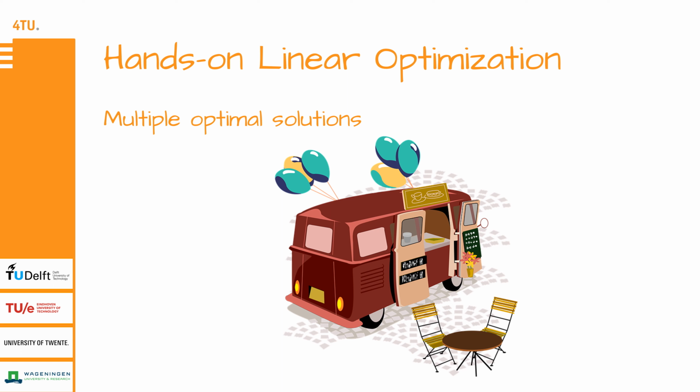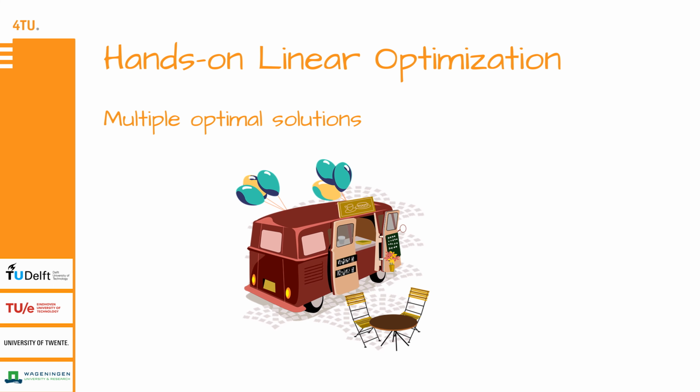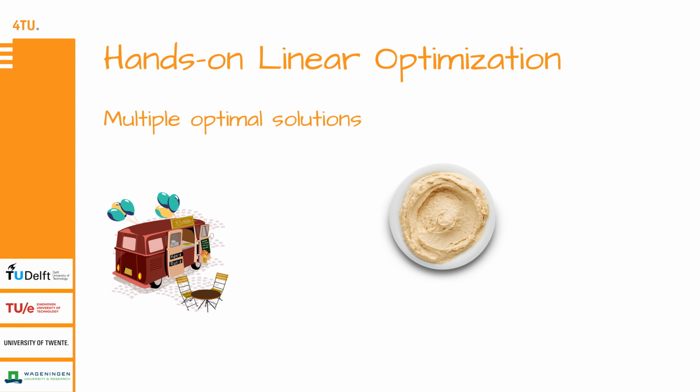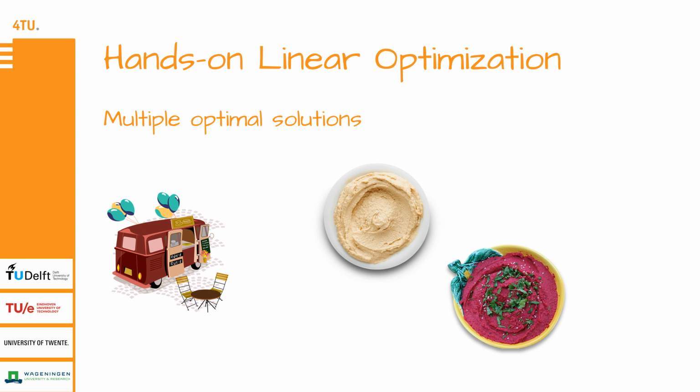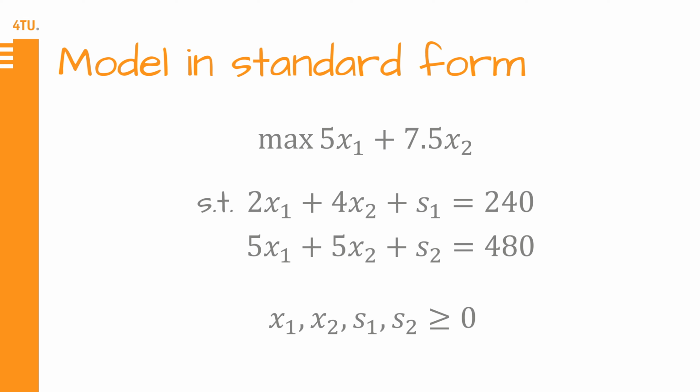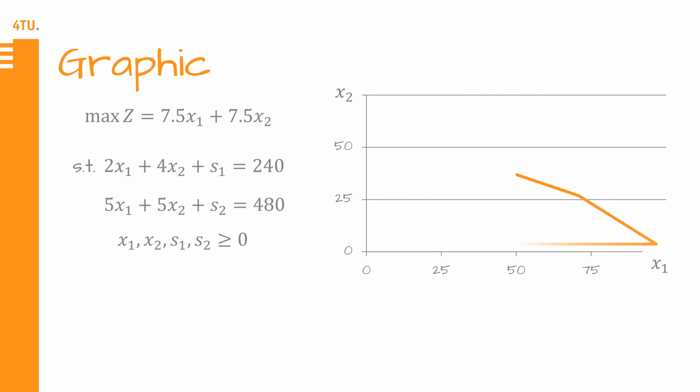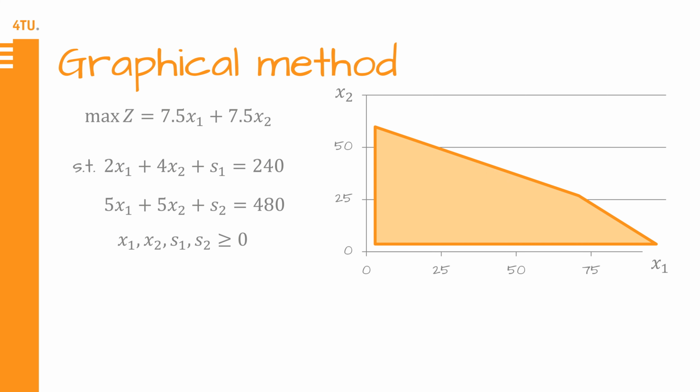Let's see how we can find multiple optimal solutions that maximize the profit of the company Optimal Humus when using Python. Recall the model in standard form for the humus problem. The boundary lines of the feasible region are given by the constraints of the mathematical model. The corner points of the feasible region are the basic feasible solutions, of which one or more are optimal.